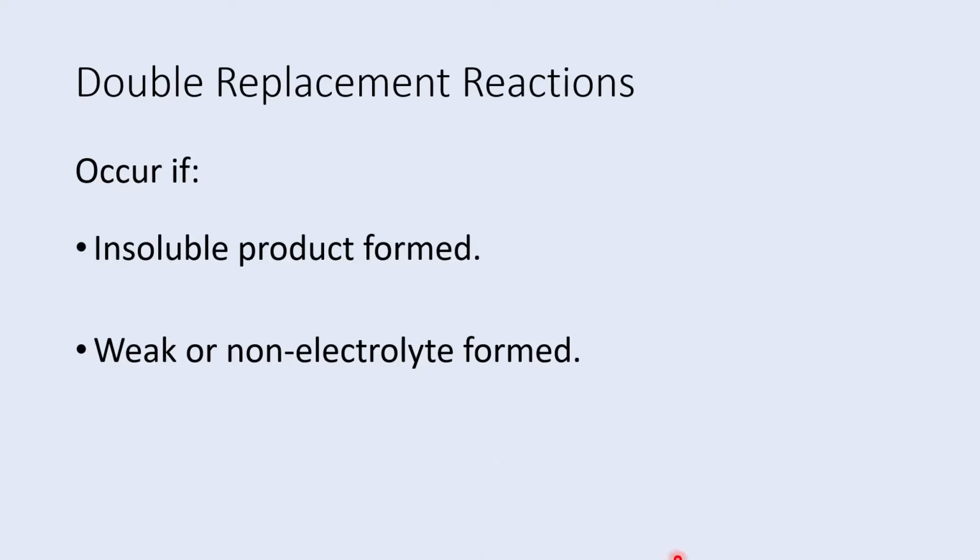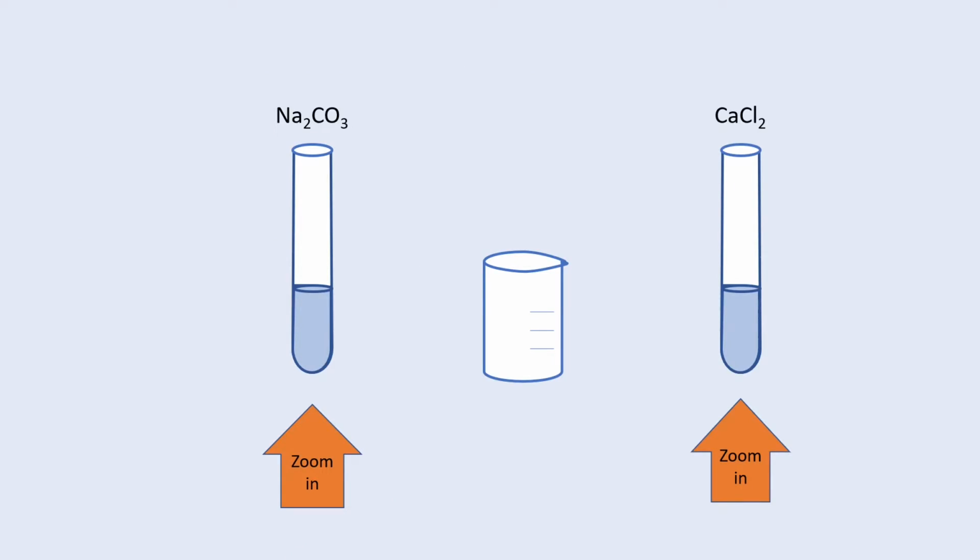Let's take a look at a precipitation reaction. Both sodium carbonate and calcium chloride are soluble in water. If we combine them, we will form a solid. This solid is called a precipitate because it precipitates out of solution. But before we mix them, let's zoom in and see what's present in each of these solutions.